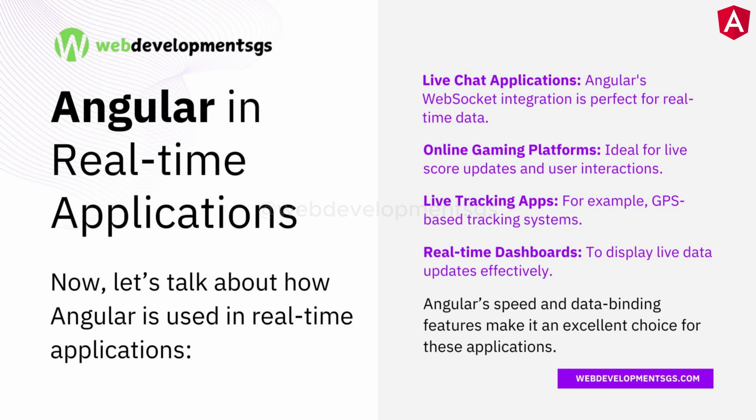Second, we can create online gaming platforms that are ideal for live score updates and user interactions. Number three, tracking applications, for example, GPS based tracking systems. Number four, real time dashboards to display live data updates effectively. Angular's speed and data binding features make it an excellent choice for these applications.